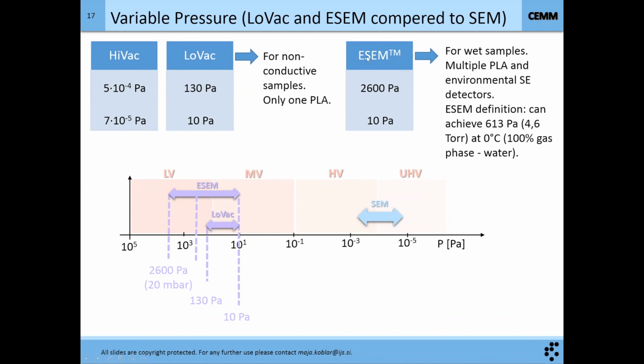If you want to use the ESEM mode, this is meant for wet samples where you put another additional pressure limiting aperture or an additional detector that also has a function of the aperture. Again, by definition, this is achieved at 600 pascals.